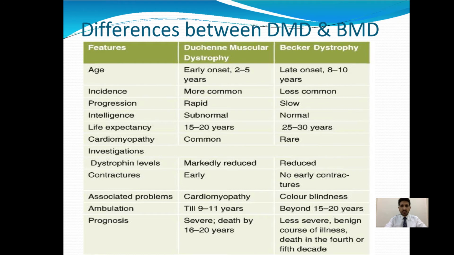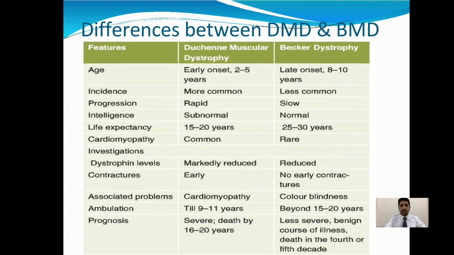Now the main differential of Duchenne muscular dystrophy is Becker muscular dystrophy. As we have discussed previously, Duchenne muscular dystrophy has an early onset, usually between 2 to 5 years of age, while Becker dystrophy usually starts between 8 to 10 years. Duchenne is the most common muscular dystrophy, while Becker is less common. It has a rapid progression and subnormal intelligence. The life expectancy of a Duchenne muscular dystrophy patient is 15 to 20 years, while a Becker muscular dystrophy patient can live up to their 30s and 40s.